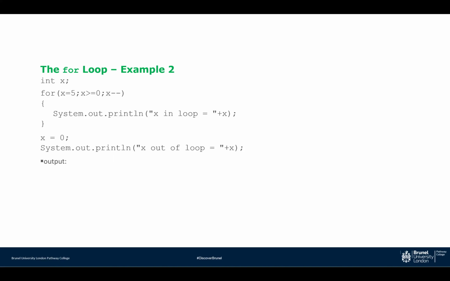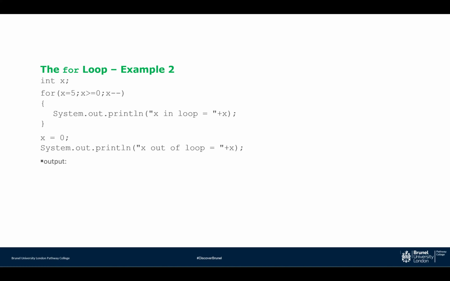Okay. The condition is x greater than 0. Think logically. 5, is it greater than 0? Yes, it's true. Then I do the code inside: x in loop equals 5. After that, x becomes 4. 4, is it greater than or equal to 0? Yes. Then it will go from 5 to what?